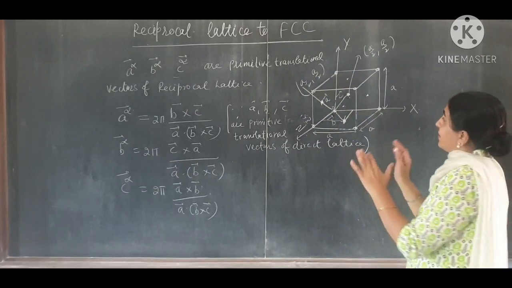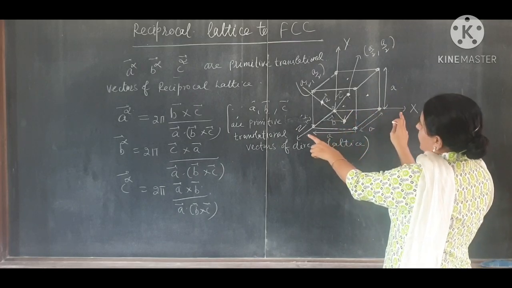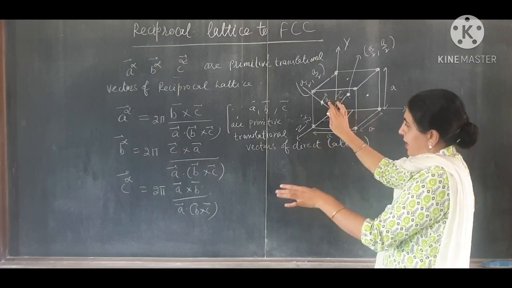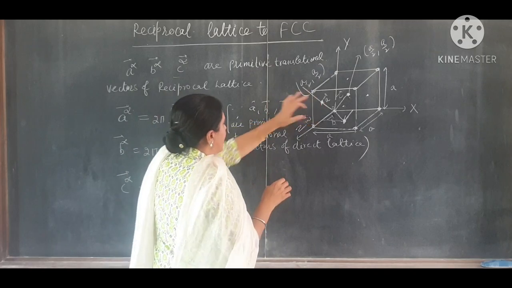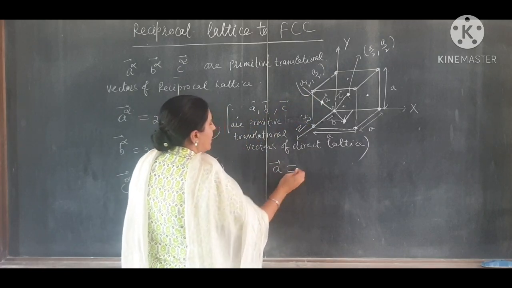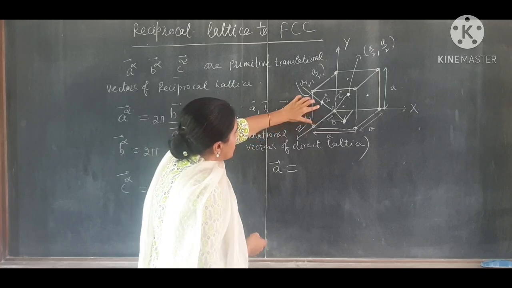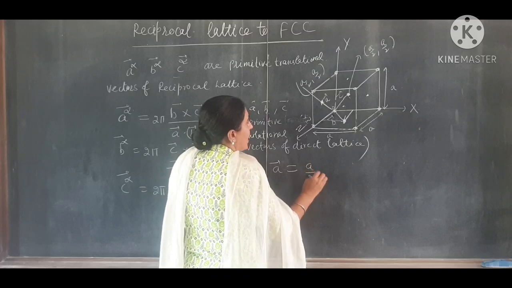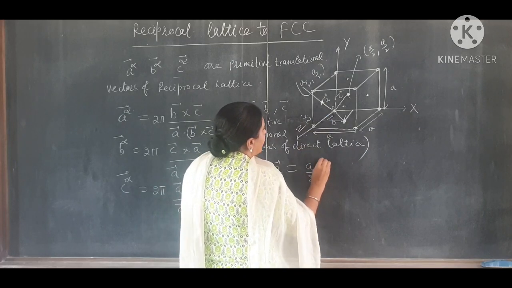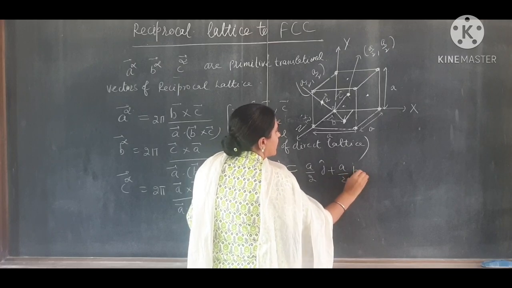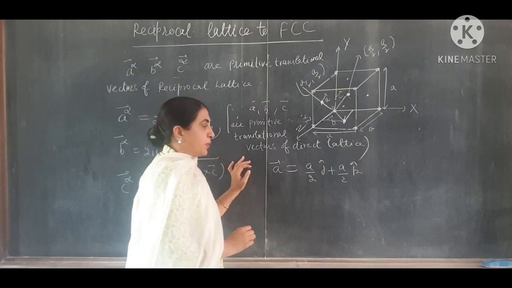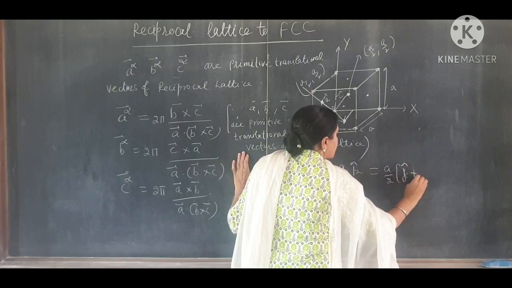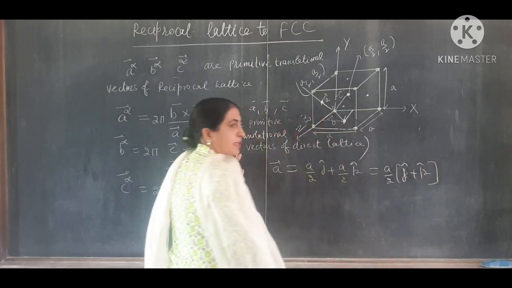Clear? But here, to find out a, write down first the coordinates of a. The coordinates of a are on y and z. So a by 2 j cap plus a by 2 k cap, or you can say a by 2 is common: j cap plus k cap.